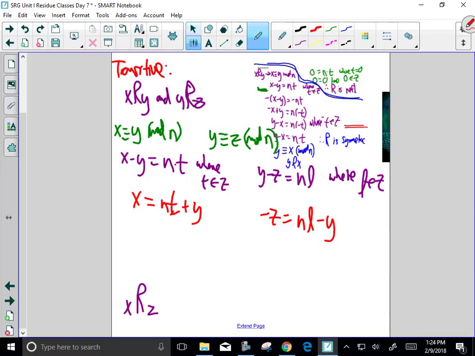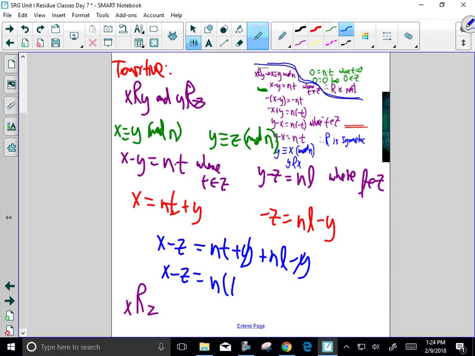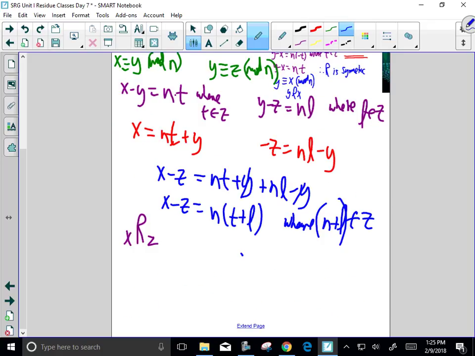Why did I do minus z? So I can get x minus z. So here it goes. x minus z, it's like adding these together. It's going to be nt plus y plus nl minus y. What happens to the y's? They're out of there. So you have x minus z is equal to n times t plus l. I group those together, where t plus l is an element of the what? If each one of those are integers, you add them together, that's also going to be an element of the integers.